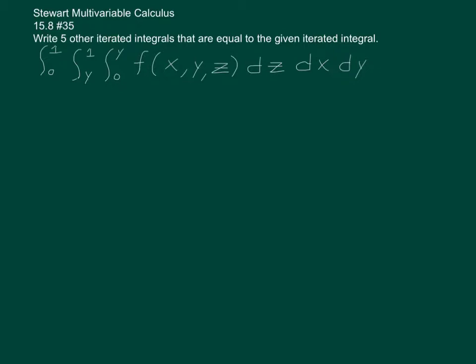Hello viewers, today we have a video on multiple integrals. This is a problem that comes straight out of the Stewart Multivariable Calculus book. This comes from chapter 15, section 8, number 35. And the question states, write 5 other iterated integrals that are equal to the given iterated integral. So immediately you might think, well, that's quite a tongue twister, but we'll work through it together.